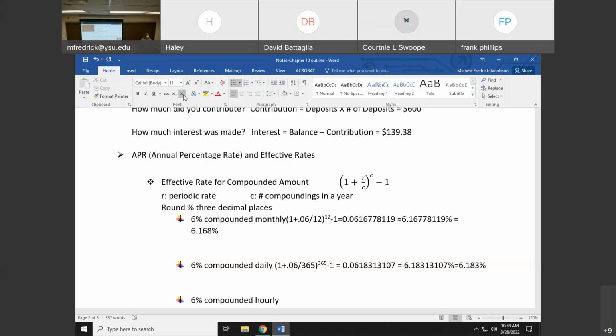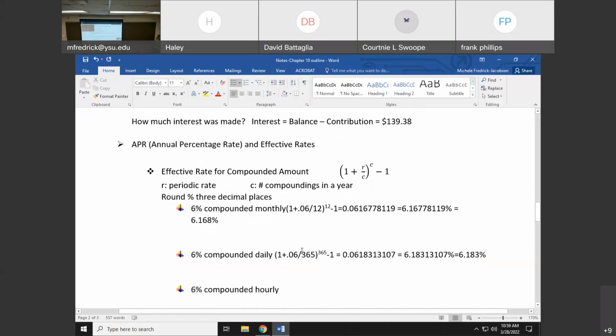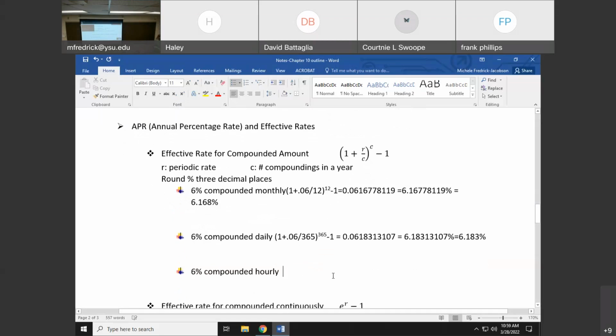Are you getting 6.183? A little bit larger than the last one because it's compounded daily instead of monthly. So 6% compounded daily is almost 6.2% in a year.